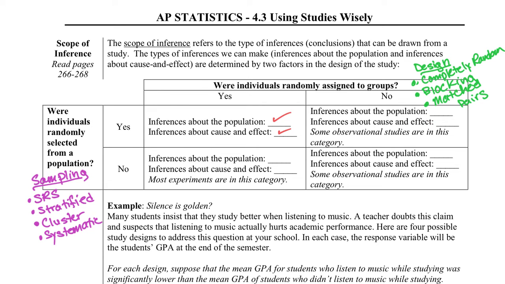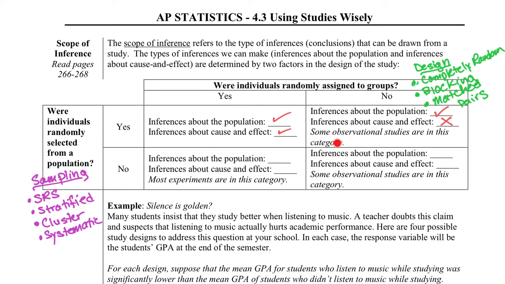In our next example, we can see that the individuals were randomly selected from the population. So can we make an inference about the population? Yes, we can. So that's good, we can give that a check. Inferences about cause and effect: this is what the design does. Because we did not have any control, we have no way of actually making any inferences about cause and effect. So what does this mean?